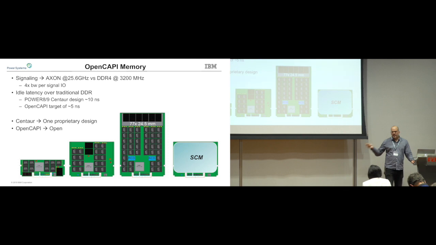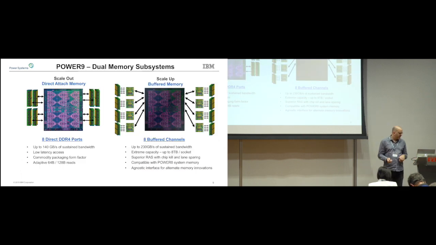So let's talk a little bit about what we have today in Power 9. How does it work well? How does it not work well? And how does that transition into what OpenCAPI is today?